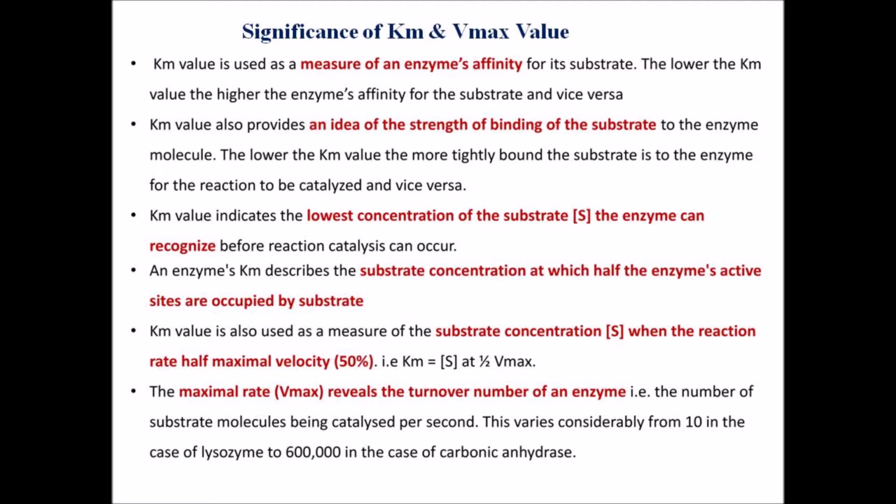The lower the Km value, the more tightly bound the substrate is to the enzyme for the reaction to be catalyzed, and vice versa. The Km value indicates the lowest concentration of the substrate the enzyme can recognize before reaction catalysis can occur. An enzyme's Km describes the substrate concentration at which half the enzyme active sites are occupied by substrate. Km is also used as a measure of the substrate concentration when the reaction rate is half the maximal velocity, that is 50%, or Km is equal to half Vmax.